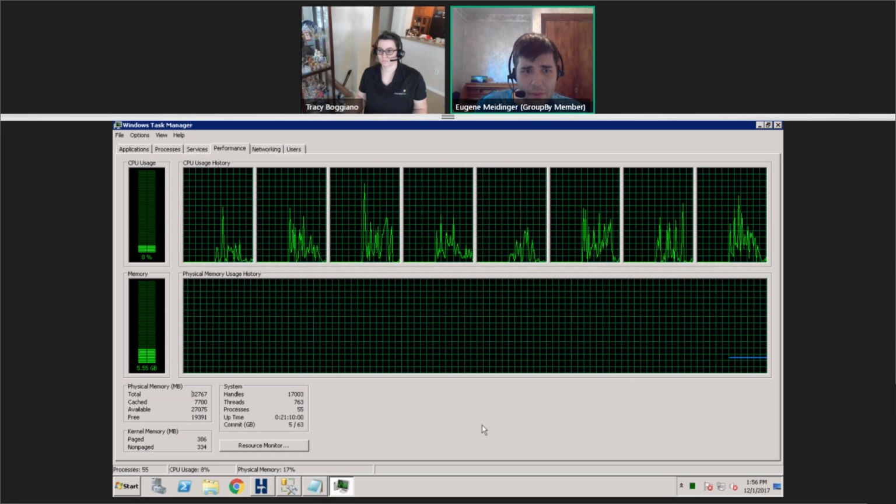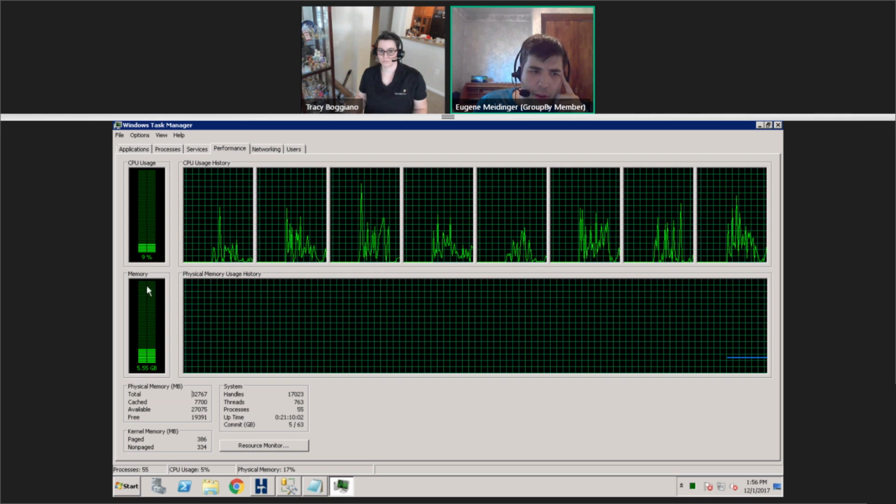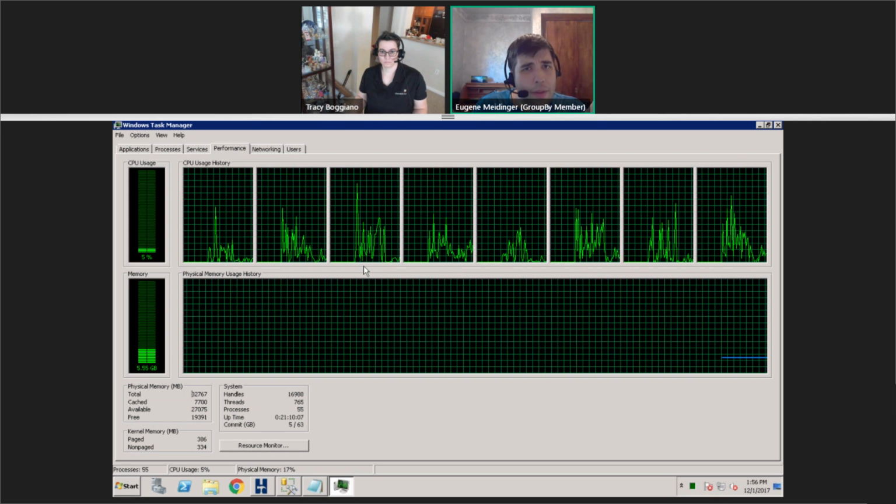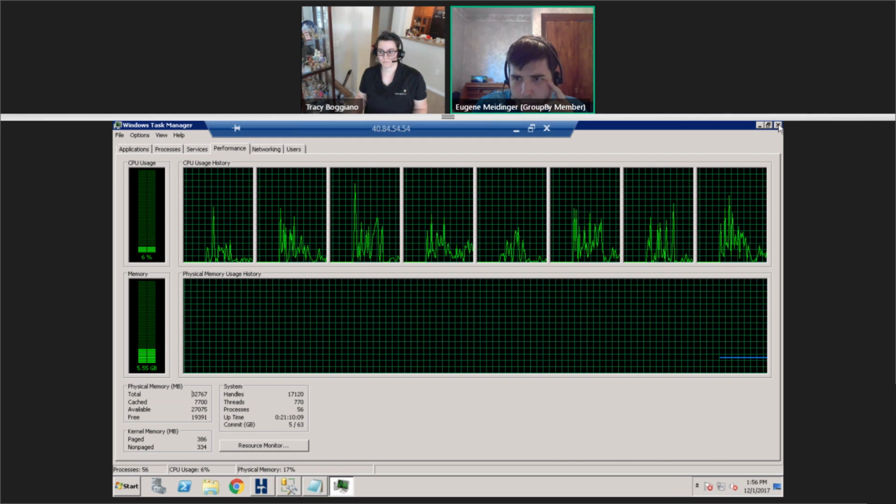So I would expect that if this was SQL Server, the RAM would be near the top. It would be using as much as it can. Now maybe we only have a gigabyte database. Let's take a look.